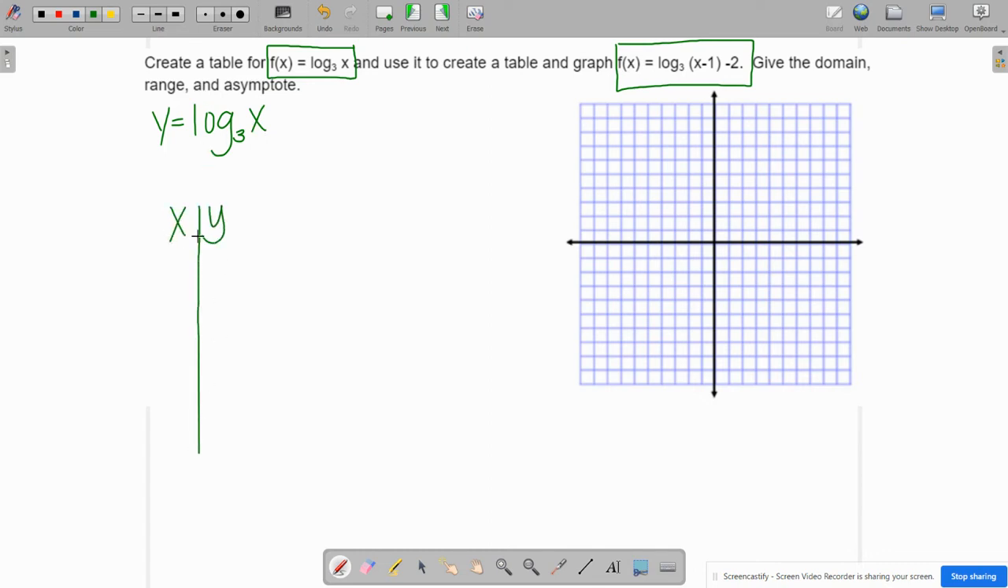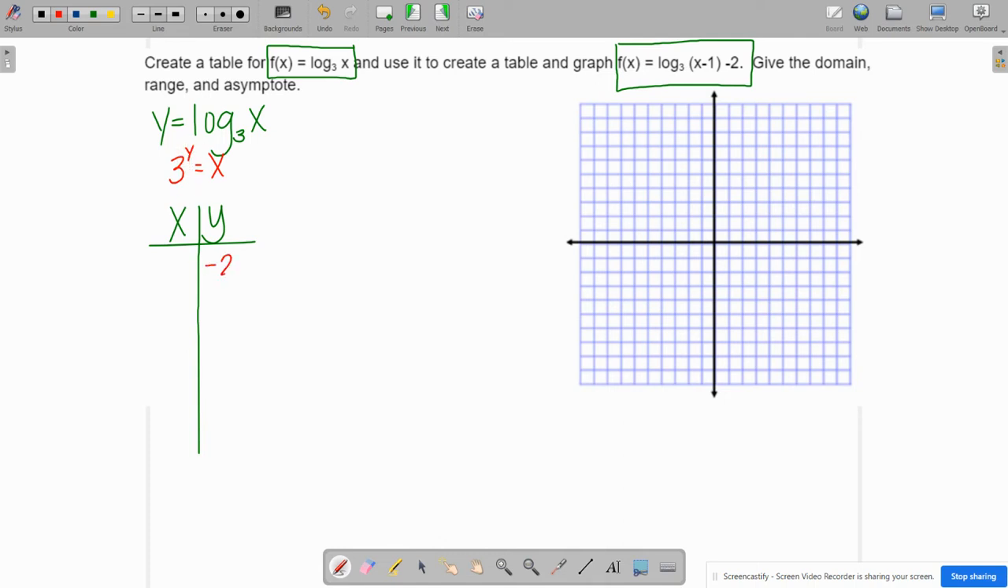So to make a table for a logarithmic function, as a review, you're going to rewrite this in exponential form. So instead of y equals log base 3 of x, we can think of this as 3 to the y power equals x. This means that we're actually going to be filling in the y column first and then solving for x. That's just because of how this is set up. It's like y is your input variable in this case.